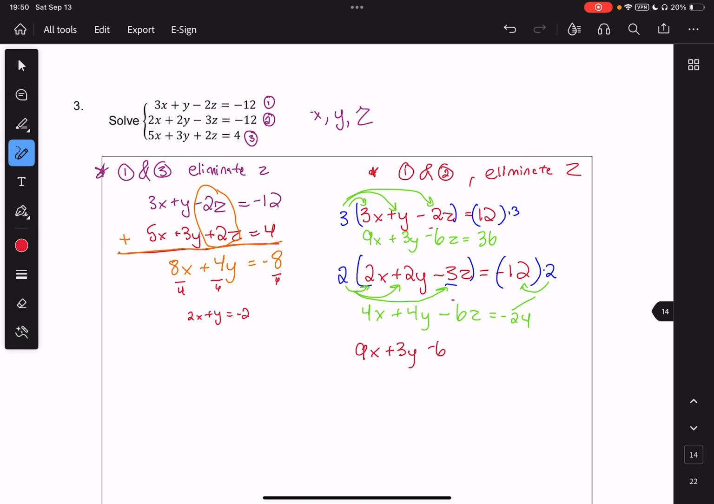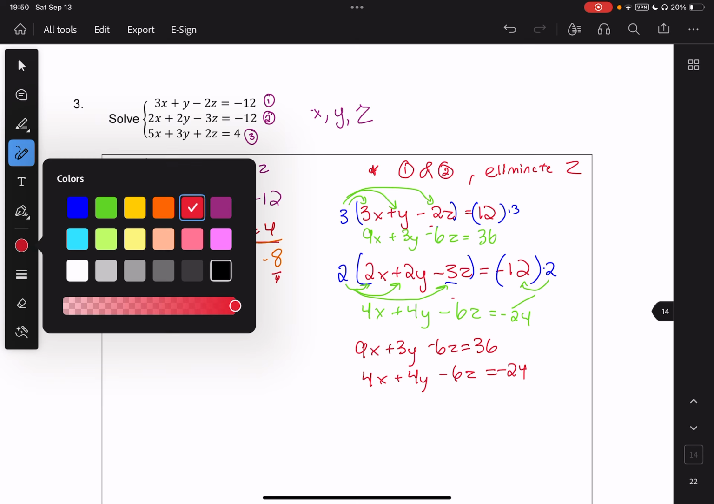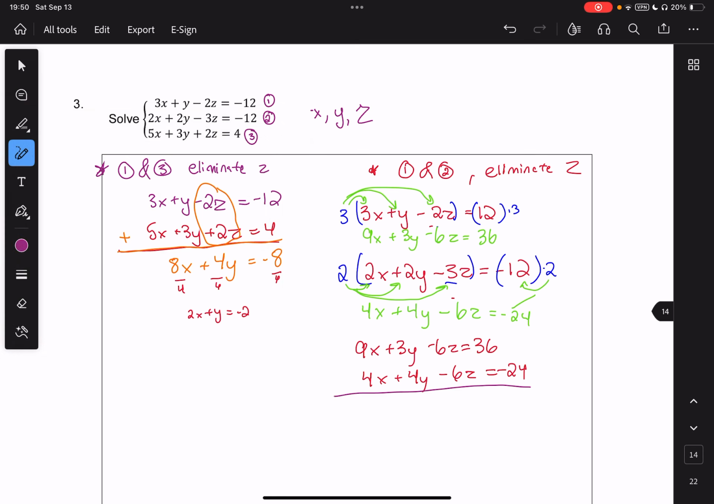So 9x plus 3y minus 6z is equal to 36, and then 4x plus 4y minus 6z is equal to negative 24. So now we have the same coefficient in front of our z's, so we are going to subtract. When we subtract, 9x minus 4x is 5x. 3y minus 4y is negative y. 6z minus negative 6z becomes positive, so 6z plus 6z is 0. Then we have 36 minus negative 24. This becomes positive. 36 plus 24 becomes 60.